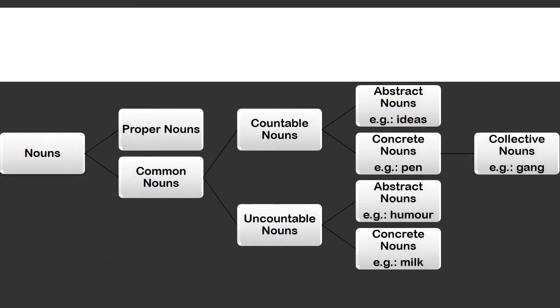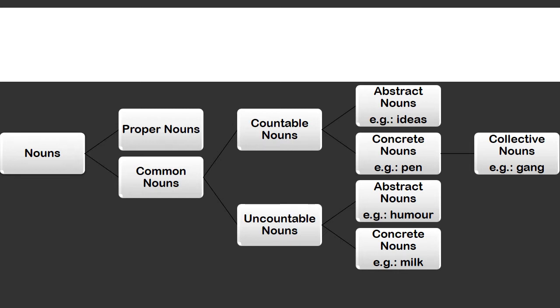This is the general classification of nouns. Nouns can firstly be divided into common nouns and proper nouns. Proper nouns are for specific things or names, the names which we give, and common nouns are the general nouns, which are not specific. Now, the common nouns can be countable or uncountable, which we can count and which we cannot count.